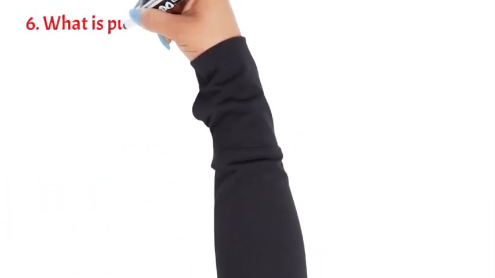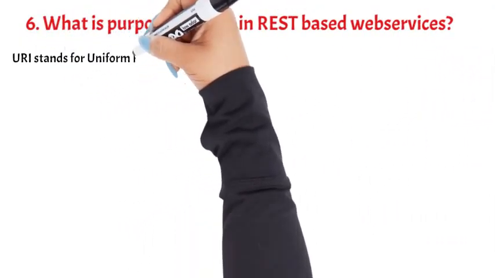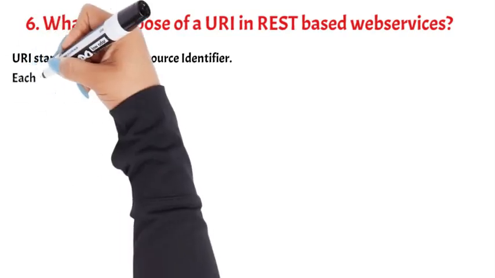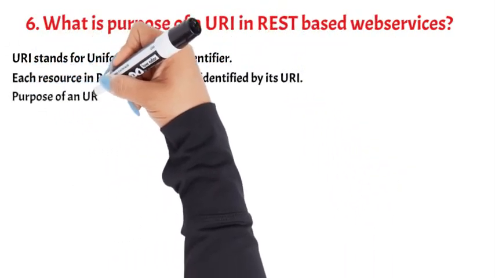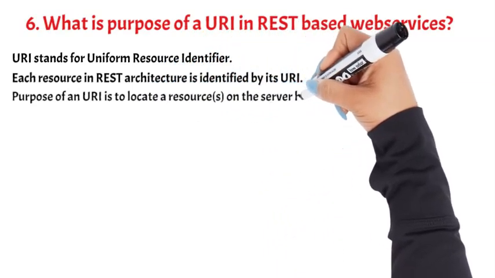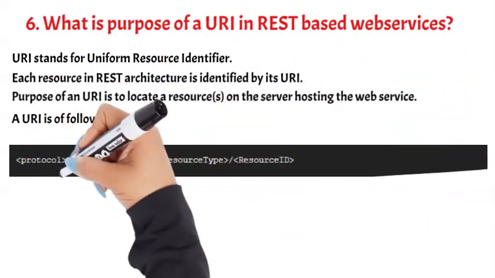6. What is purpose of a URI in REST-based web services? URI stands for Uniform Resource Identifier. Each resource in REST architecture is identified by its URI. Purpose of a URI is to locate a resource on the server hosting the web service. A URI is of following format.